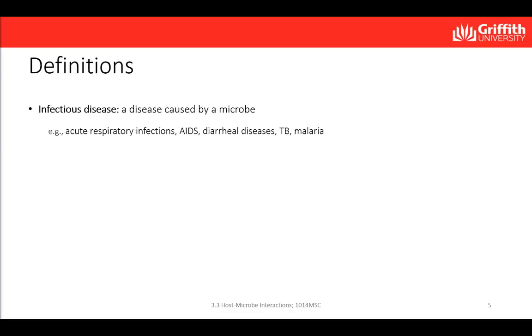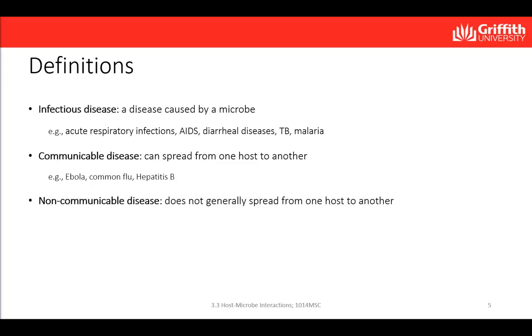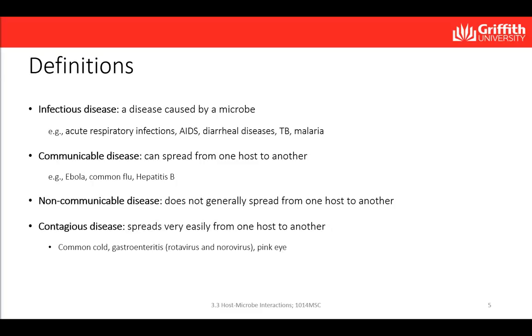An infectious disease is a disease that is caused by a microbe. A communicable disease can be spread from one host to another. Ebola, the common flu, and hepatitis B are all examples of communicable diseases. Non-communicable diseases cannot spread from one host to another, while diseases that spread very easily from one host to another are contagious diseases. The common cold is one of the most contagious diseases in the world.